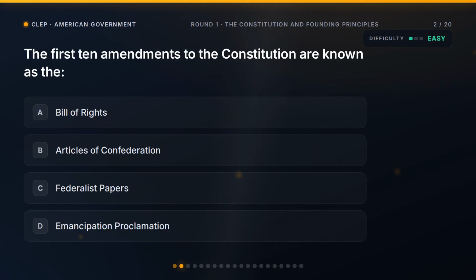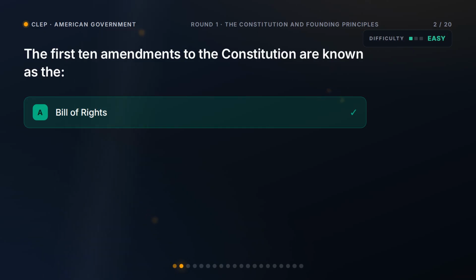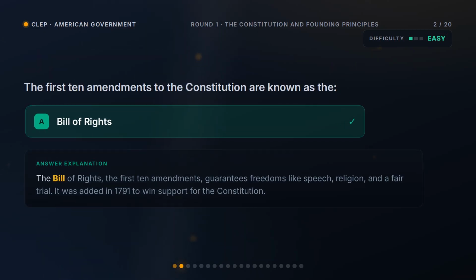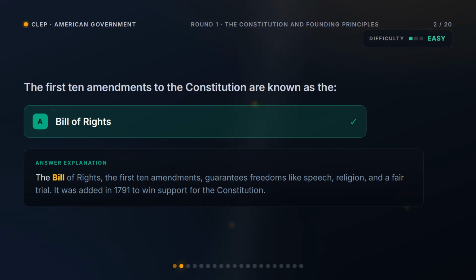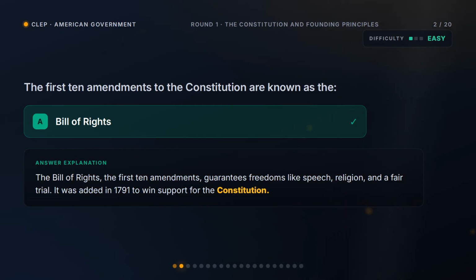Question 2. The first 10 amendments to the Constitution are known as the A. Bill of Rights. B. Articles of Confederation. C. Federalist Papers. D. Emancipation Proclamation. The answer is A. Bill of Rights. The Bill of Rights, the first 10 amendments, guarantees freedoms like speech, religion, and a fair trial. It was added in 1791 to win support for the Constitution.